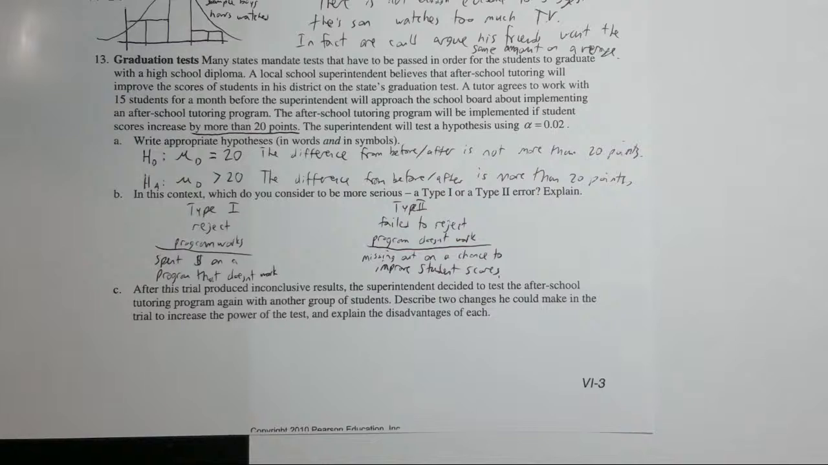Which one's worse? Now, I'm asking you in the chat, for those of you that are here, for those of you that are liking and sharing and subscribing, kind of outline these two. A type 1 error, you're rejecting the 20 points. You're saying the program works, when in reality it doesn't. So you spend money on a program that doesn't really work, and you're wasting money. Whereas type 2 error, fail to reject, meaning we don't believe the program works, when it actually does work. You're missing out on a chance to improve student scores. You tell me, which one's worse?